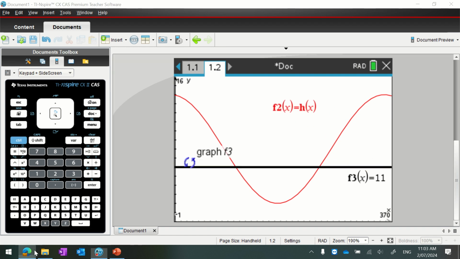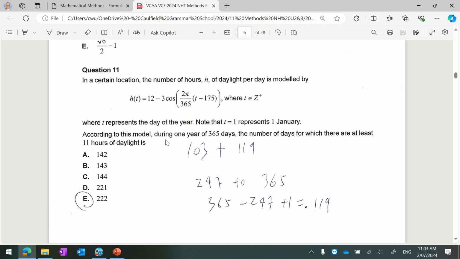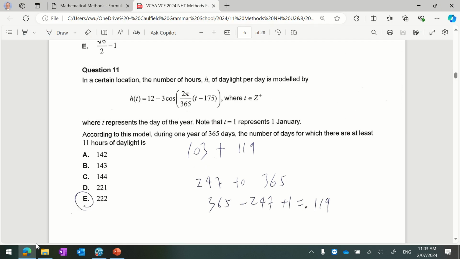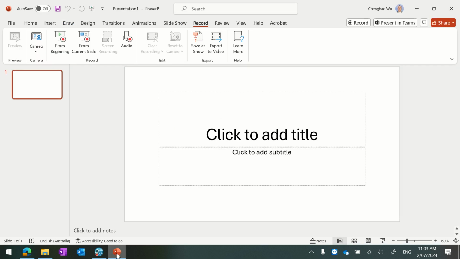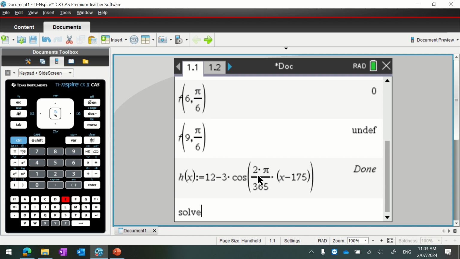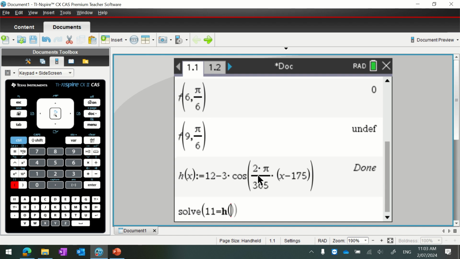And then it says number of days for which there are at least 11 hours of daylight. So it means I'm not looking for the middle part. At least 11. So I should have highlighted this in the first attempt. It means more than 11 or equal to. So here, the left hand side is what I need, and the right hand side is what I need. So you need to first of all get that point across, and with that point, we can then solve this for the intersection.